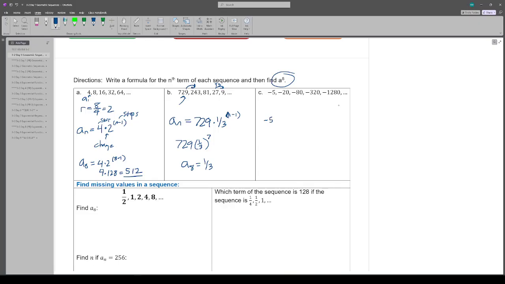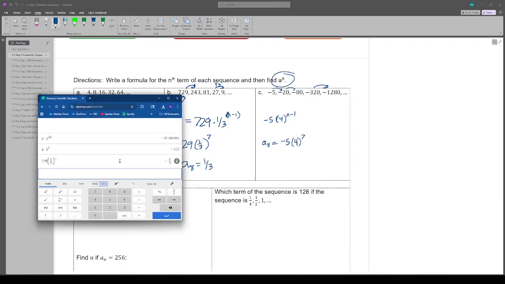For this one, we begin at -5. We multiply by 4 at each step. Again, don't look here for that. Look at these small numbers. 5 times 4 is 20, 20 times 4 is 80, and so on. And the sign is staying the same, so we know that it's a positive 4 that we're multiplying by. I'm actually just going to switch to writing parentheses. So -5 times 4 to the n minus 1. And then we can do a8 will be equal to -5 times 4 to the 7th, or the 8 minus 1. So let's go back to Desmos for that one.